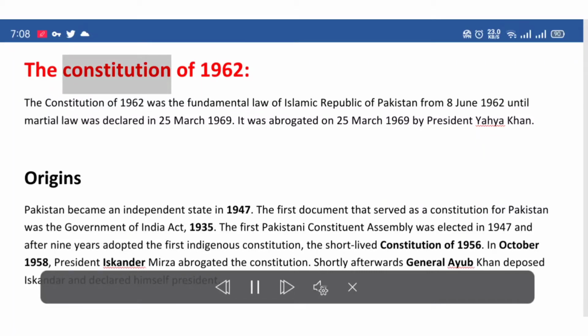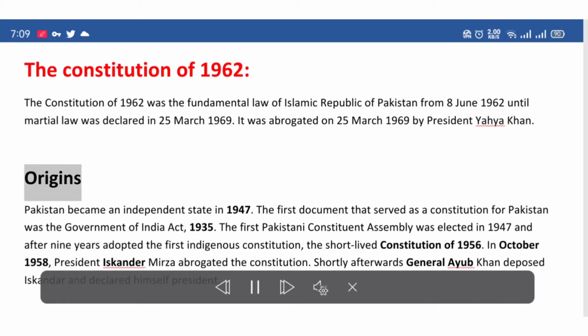The Constitution of 1962. The Constitution of 1962 was the fundamental law of the Islamic Republic of Pakistan from the 8th of June 1962 until martial law was declared on the 25th of March 1969. It was abrogated on the 25th of March 1969 by President Yahya Khan.